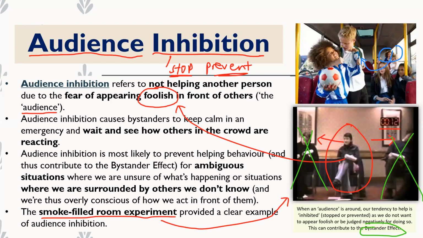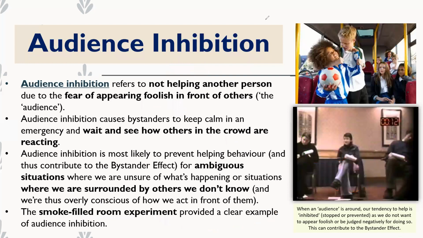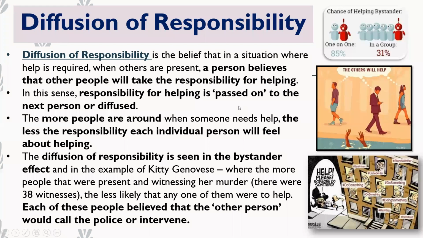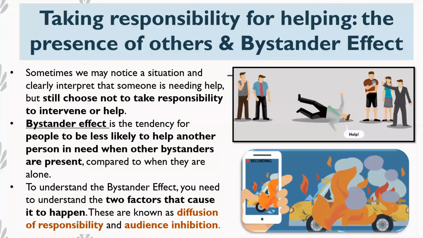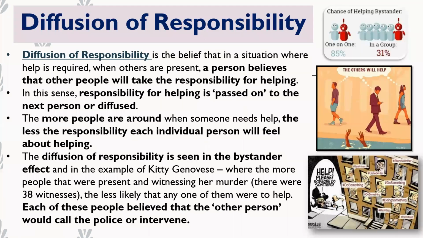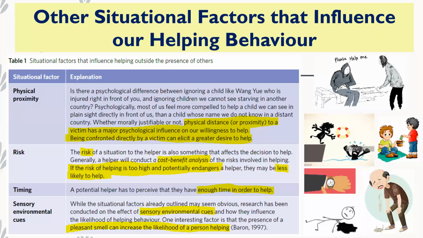If you go confront them and the guy's like, what are you talking about? Just sit down, we're just play fighting. What's your problem? This kid is going to seem foolish in front of the rest of the bus. So he's less likely to help. That's what audience inhibition is. Okay. You're not helping another person because you don't want to appear foolish or silly or stupid in front of that audience or in front of the others around you. Okay, so that's audience inhibition. So just remember, diffusion of responsibility and audience inhibition are the two things that influence the bystander effect. Okay, so those are all related concepts there.